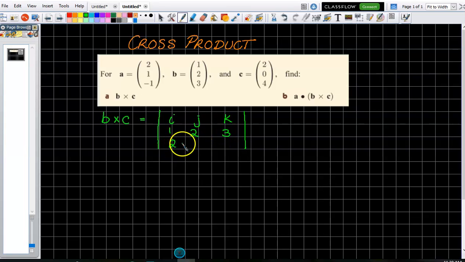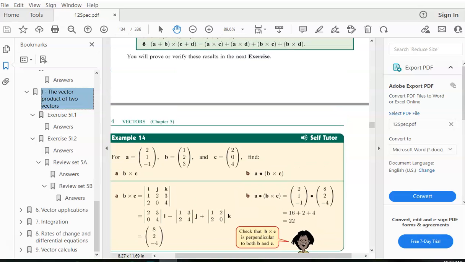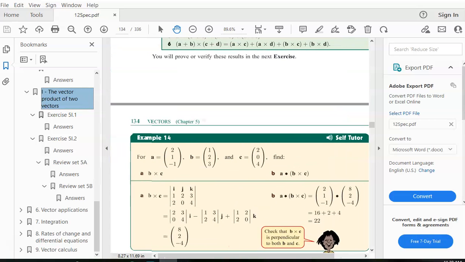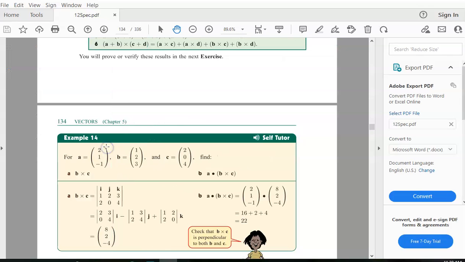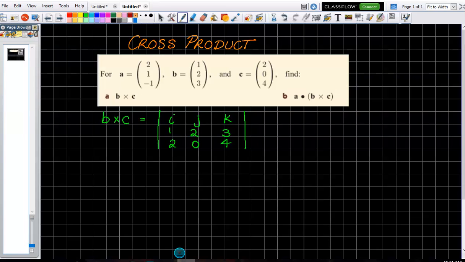If you've got your textbook open to page 134, you can see the slight difference to what I do. And I think I made you guys do it.